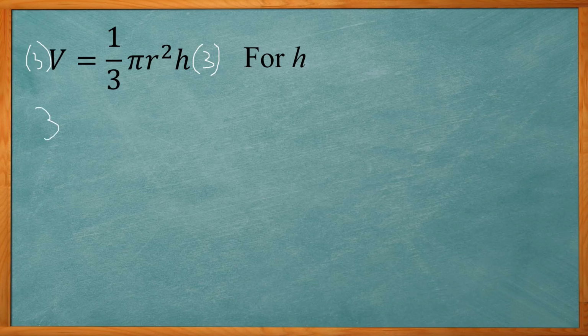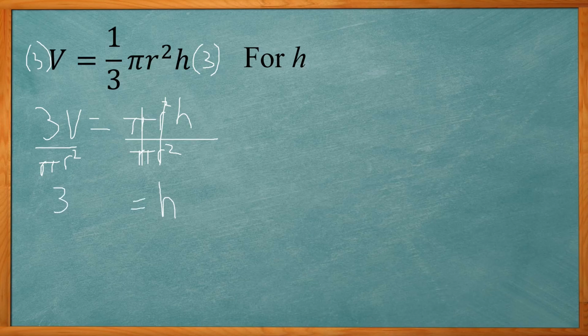That'll cancel out the 1/3. So now I got 3V equals pi r squared h. So again, we want to get the h by itself. So we got pi r squared. I can just divide those out to get rid of them. So pi r squared, that will cancel them out. And then do the same thing to the other side, pi r squared. And then we get our h by itself. And then 3V over pi r squared.